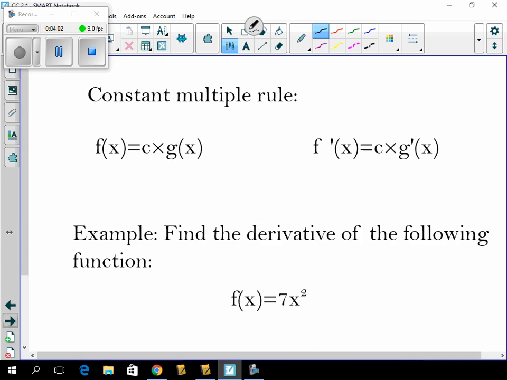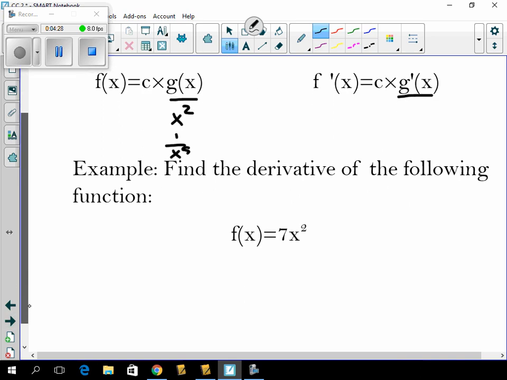Now when we're dealing with the constant multiple rule, if I have any function g of x, so this could be x squared, this could be 1 over x to the 5th, anything that we've covered so far, and I have it times a constant c, all I need to do is take the derivative of that function and tack on the c right before it like it was before. So if this is confusing, we're going to look at an example.